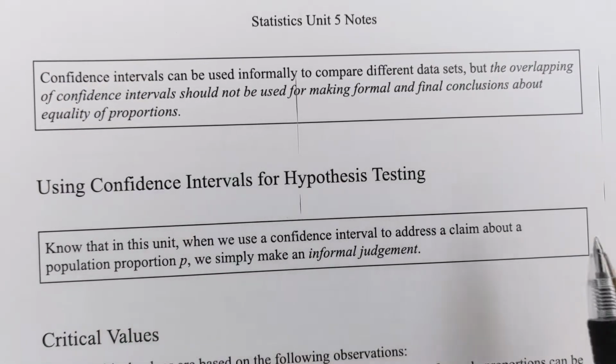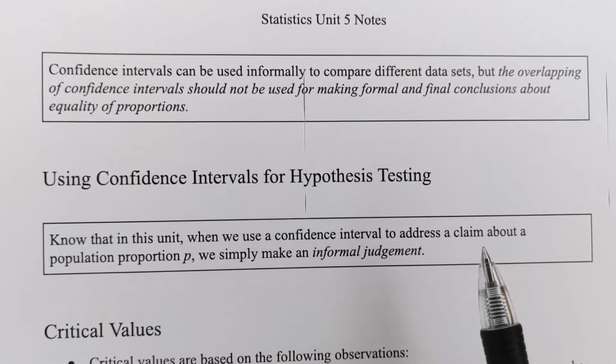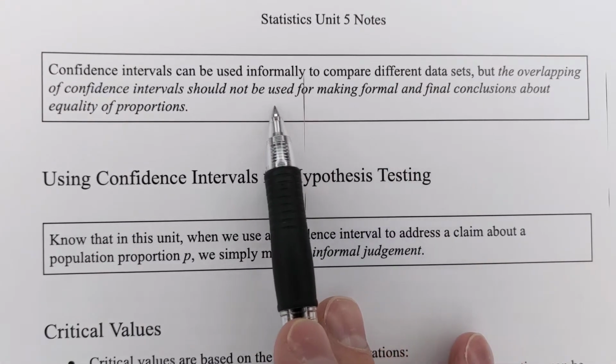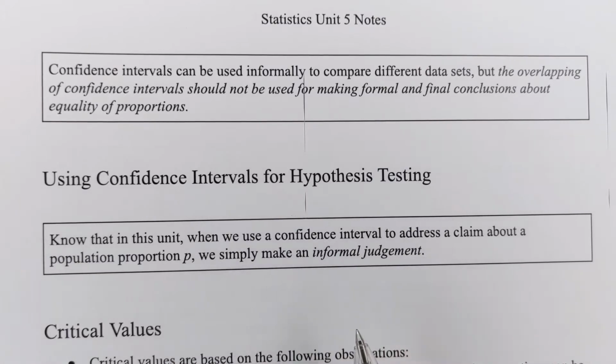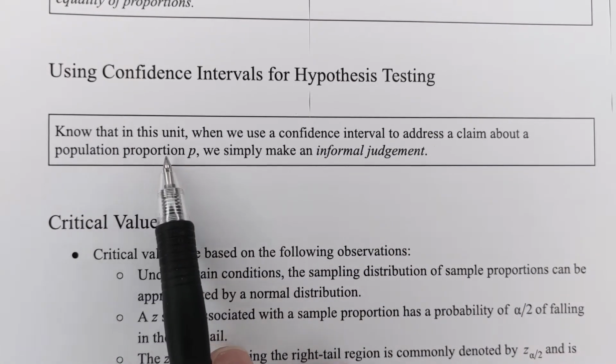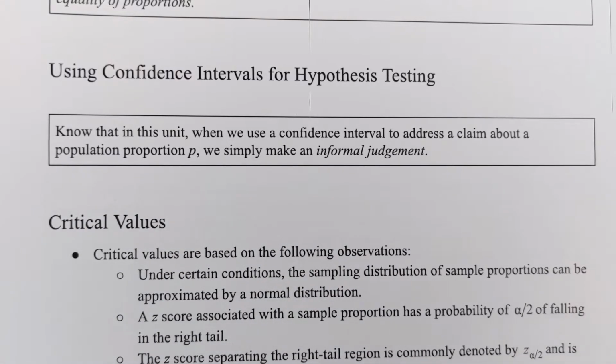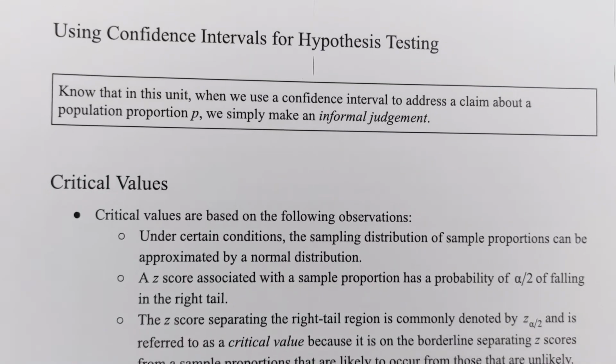You can use confidence intervals to compare different data sets, but you have to be careful with how you do that. That's just a comment used for making formal and final conclusions. Okay, so using confidence intervals, we're making an informal judgment. We're not doing quite the math yet for a formal judgment.